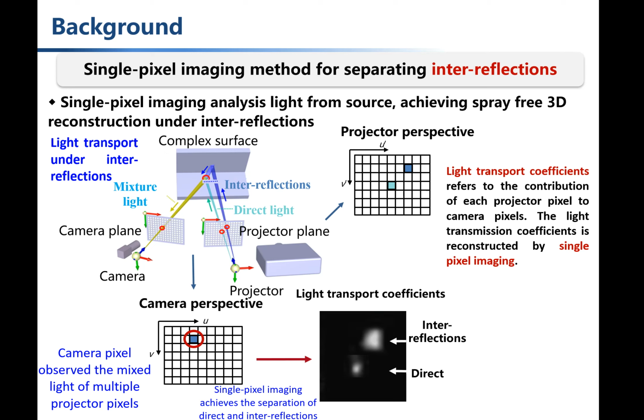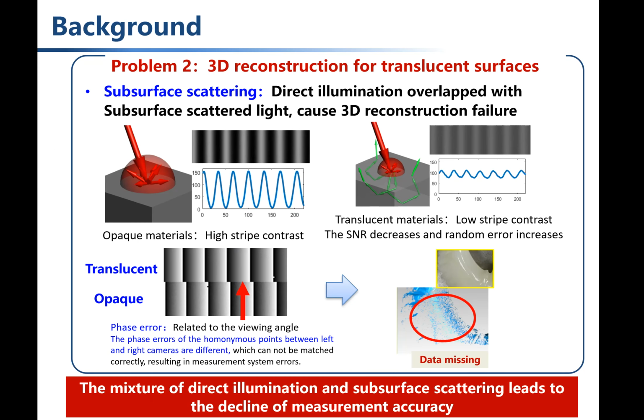However, from the perspective of the projector, the sources of direct light and interreflections are different. The result of the single-pixel imaging method is exactly the image from the perspective of the projector. By using single-pixel imaging, the light transport coefficients are captured, and the direct light and interreflections are naturally separated.